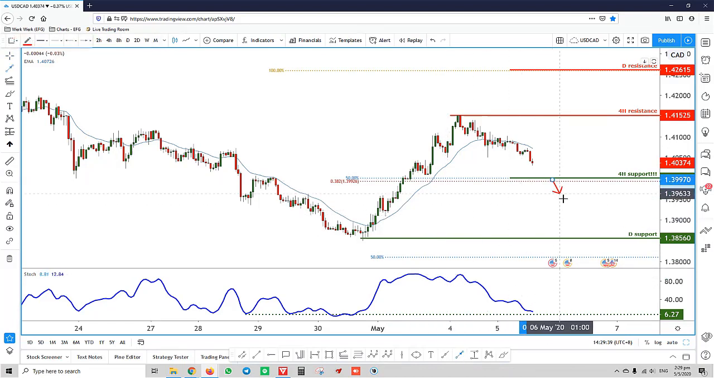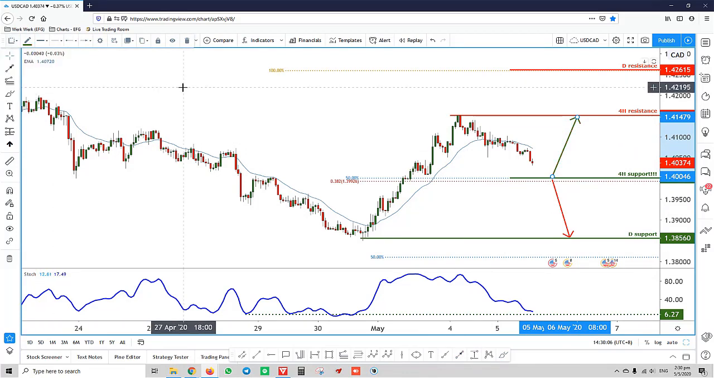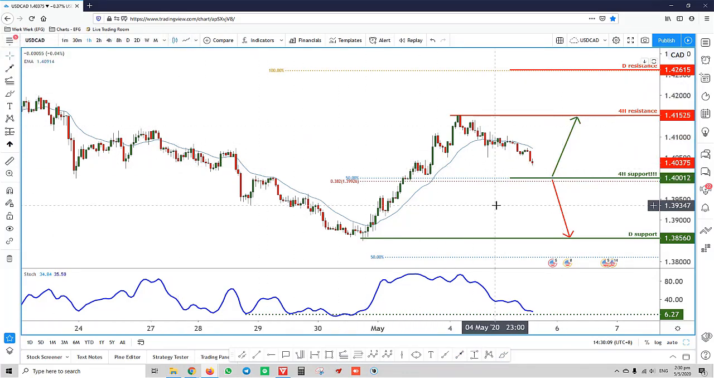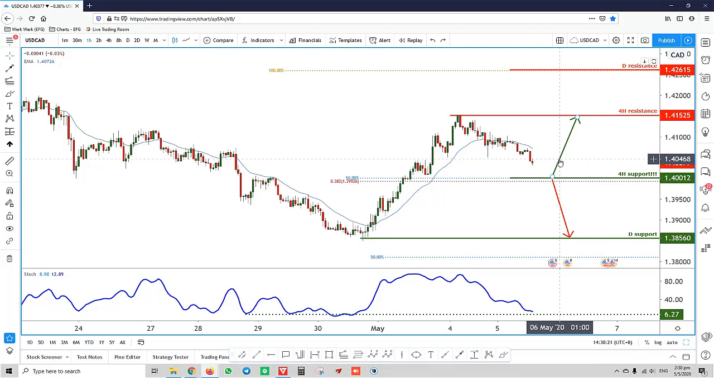Should price break below the 4 hour support, I would immediately go short and play all the way down to the recent low. And if the moment price comes to the 4 hour support and tests it, there's a slight rejection and a close above, the moment the candle tests and closes above, I would immediately go long. All right, so these are the 2 plays that we have for the dollar CAD. Very key level to look out for is really the 1.400 level, this 4 hour support that we are watching. So once again, let's watch this level closely.